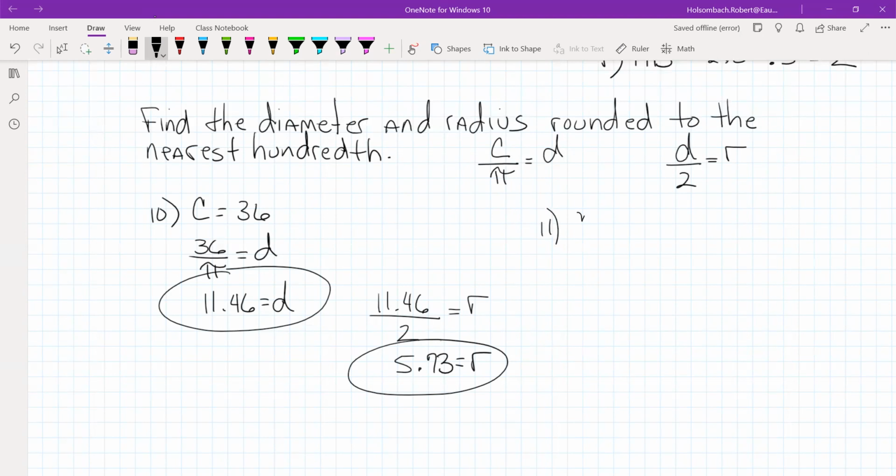Number 11, circumference equals 17.2. So for my diameter, I take 17.2 divided by pi. 17.2 divided by pi button equals 5.47. So my diameter equals 5.47. While that's sitting on my calculator, I divide it by 2. So my radius equals 2.74.